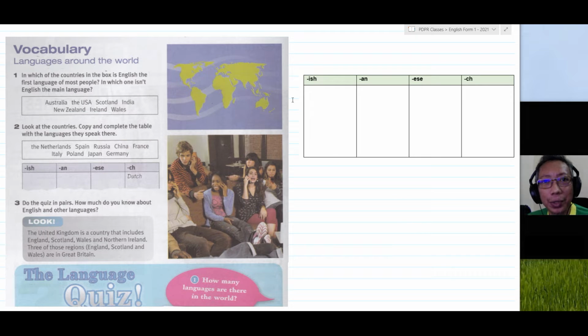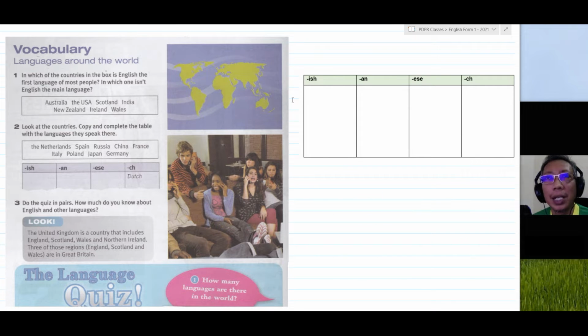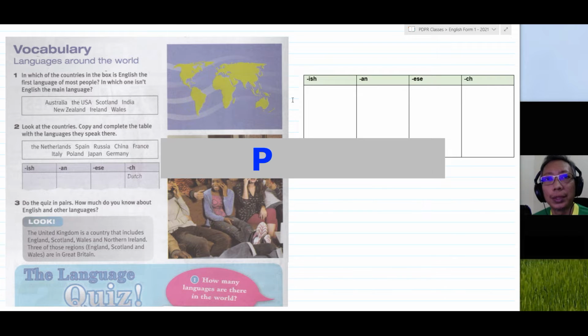Today we continue with our English lesson. Please take out your Pulse textbook and turn to page 6. Okay, for today's topic, we start with vocabulary, languages around the world.